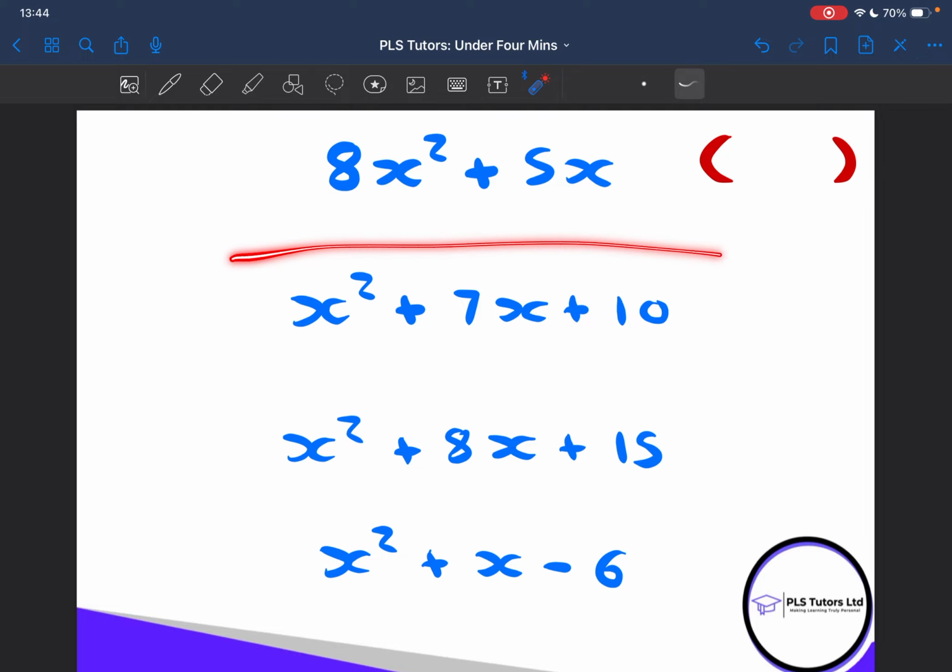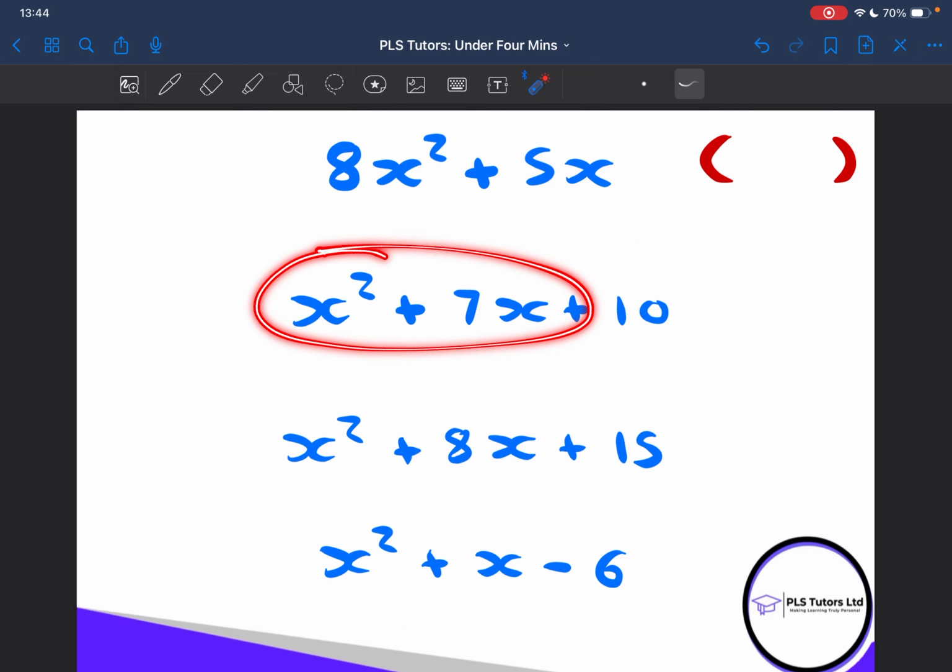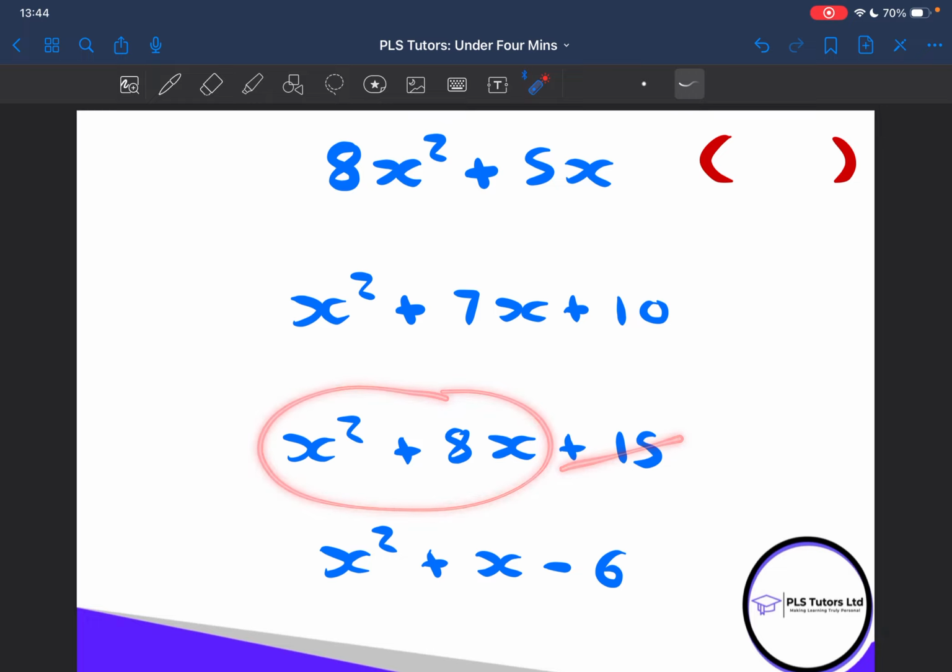However, these three have nothing in common. For example, these two have an x, but this one doesn't. Therefore, there's nothing that all of them have in common. These two have an x, but this one doesn't, and so forth.